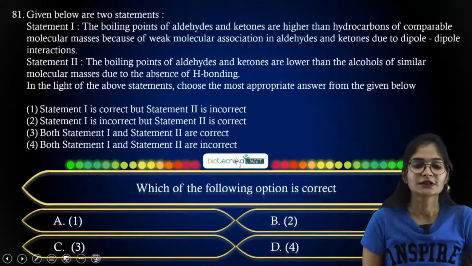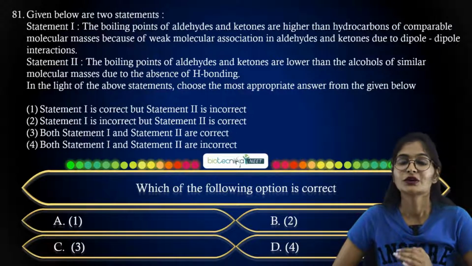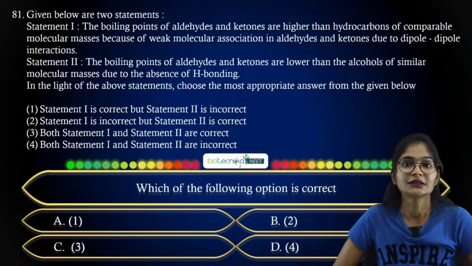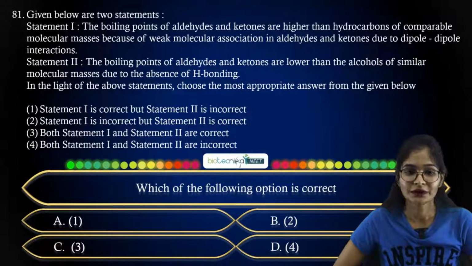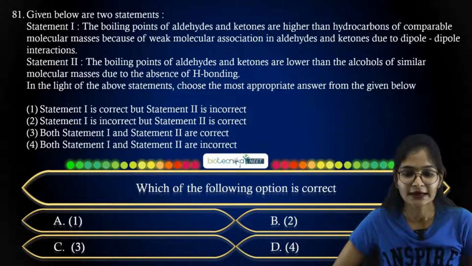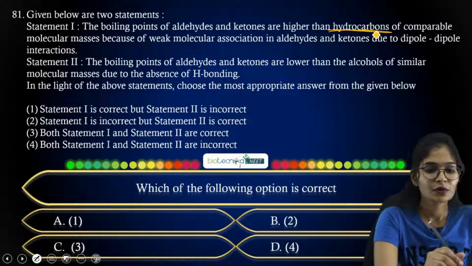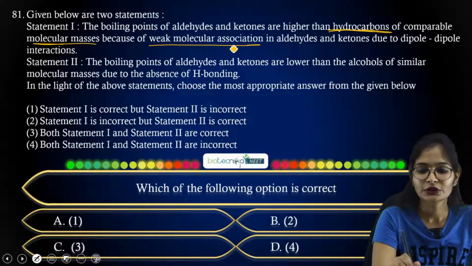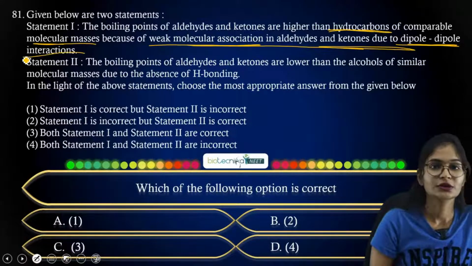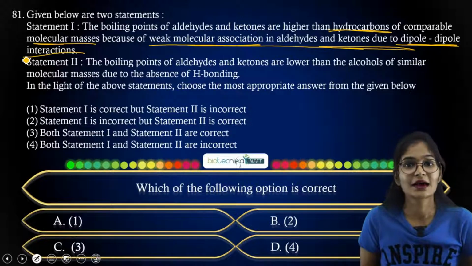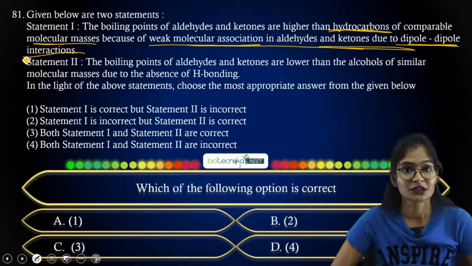Now let us move on to the next question, with statement 1 and statement 2. Again they have given aldehydes and ketones, and here the hydrogen bonding role comes. In statement 1 they have given that the boiling points of aldehydes and ketones are higher than hydrocarbons of comparable molecular masses, because of weak molecular association of aldehydes and ketones due to dipole-dipole interaction. So statement 1 focuses on the boiling points of aldehydes and ketones with respect to hydrocarbons.